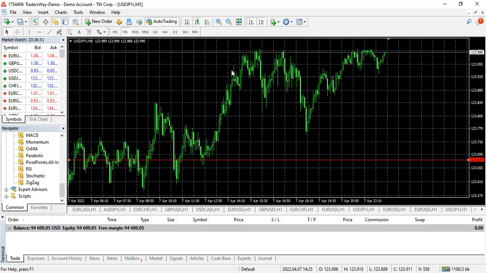When I see that the market is rich here and it has started showing me a sign of reversal again, then I can close my trade.